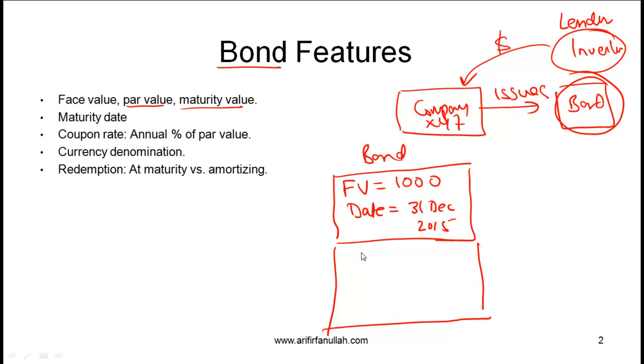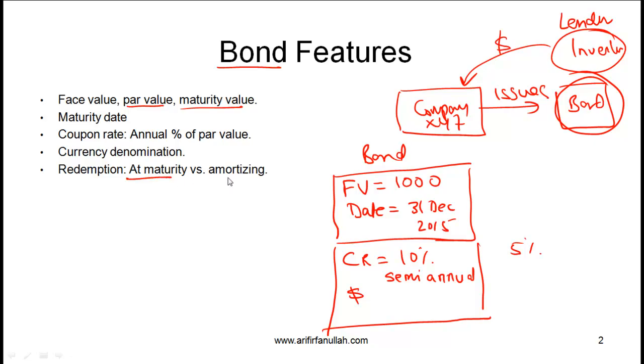Then the bond will also specify a coupon rate. Let's say the coupon rate is equal to 10%, and along with the coupon rate it will be specified how often coupon payments are made. Generally, coupon payments are semi-annual. So this means that every 6 months the investor will get 5%, which is half of this annualized rate. There will be a currency denomination, so let's say that is US dollars, and then it will also be specified what the redemption mechanism is.